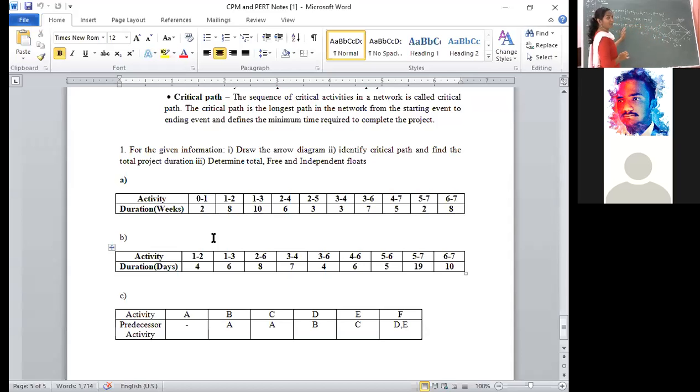This is the first problem, that's why we are doing it in detail. From the next problem onwards, we will do direct calculations. We don't write all this stuff, it's a waste of time. E7 value is 27. This is called forward pass calculation.